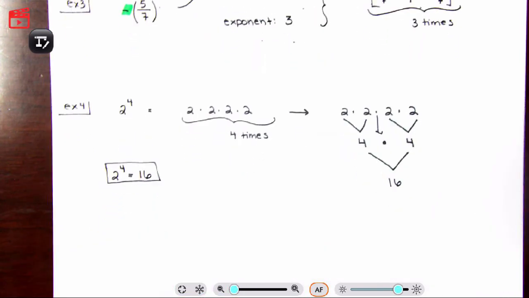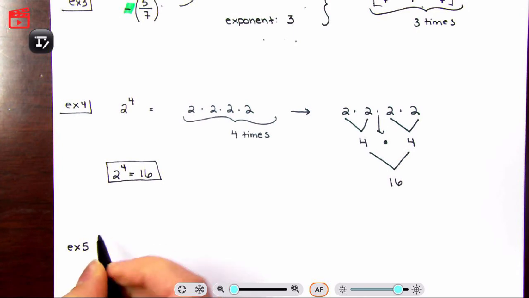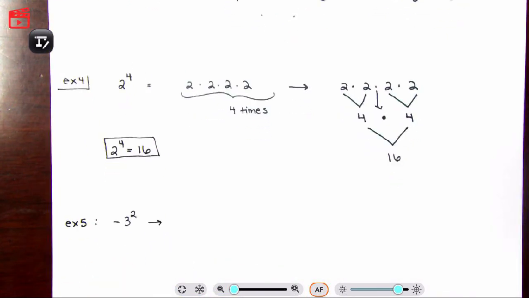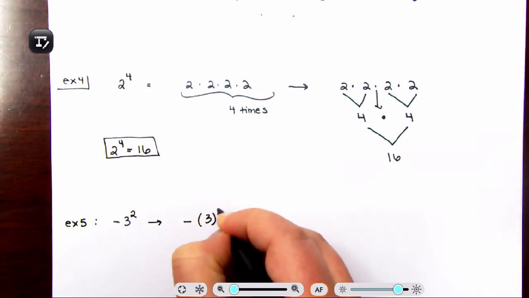Let's do another one. Example 5. Here we have -3 squared. Again, be careful. Anytime you see a negative out in front, that means it is not part of the base unless it is in a bubble. So this is what we have. Actually, we have a negative, then we have 3 squared.